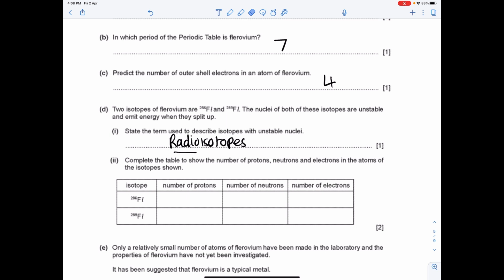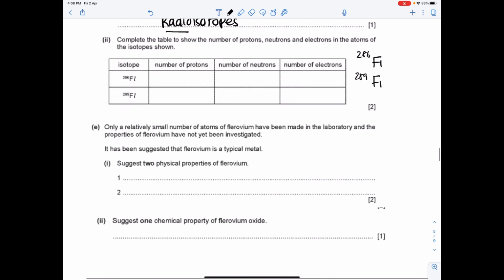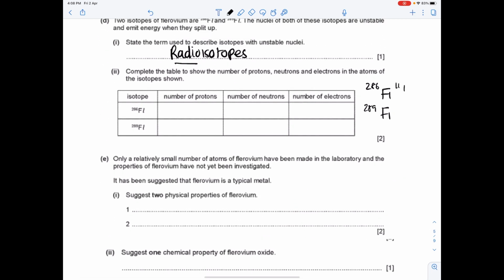Complete the table to show the number of protons, neutrons, and electrons in the atoms of the isotopes shown. Well, it tells us up here that we've got 2 Fls. The mass number of one is 286, and the mass number of the other is 289. And we know that both have a proton number of 114, because it tells us at the top of the page. So the number of protons in both of them is 114 because the number of protons never changes. They're both atoms, so the number of electrons must equal the number of protons.